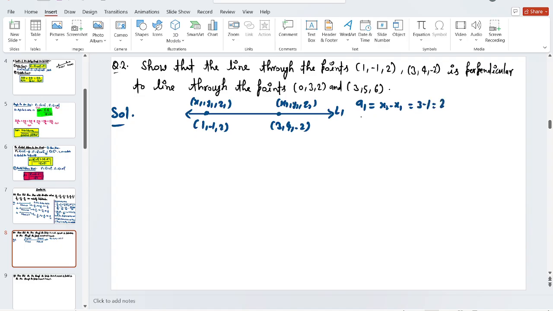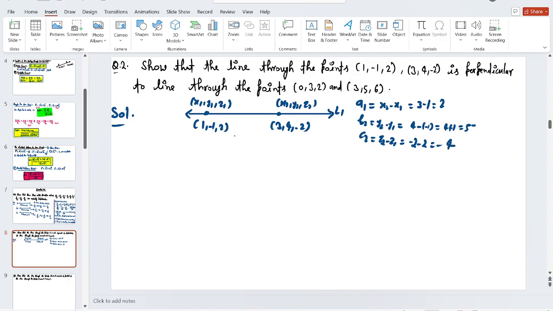So x2 minus x1 means 3 minus 1, you get 2. And b1 is equal to y2 minus y1. So y2 minus y1 is 4 minus of minus 1, you get 4 plus 1, you get 5. And what is c1? This is z2 minus z1, the direction ratio of the line L1. This is z2 minus z1, minus 2 minus 2, it becomes minus 4.